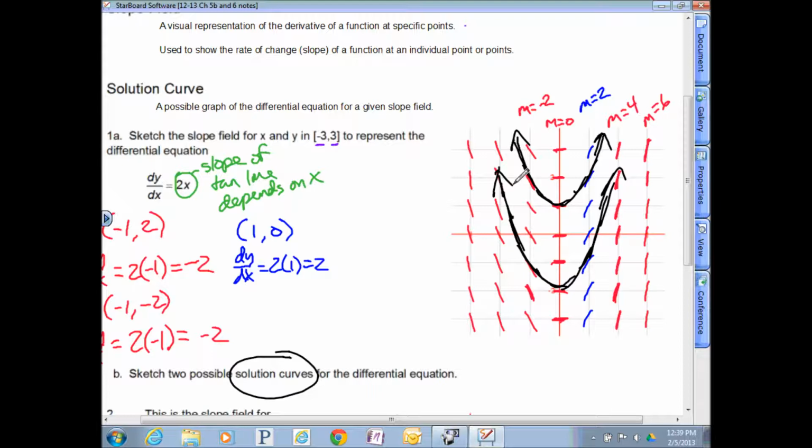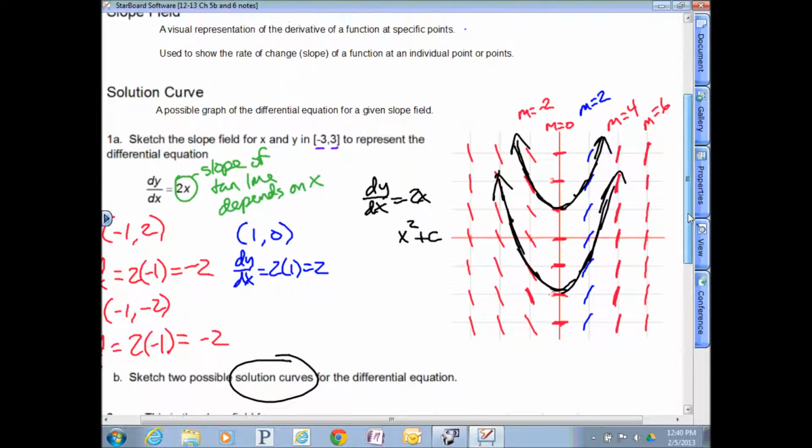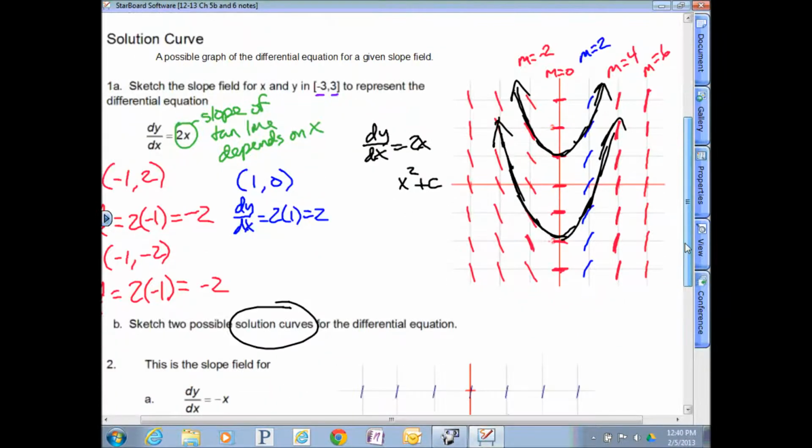And if you wanted to prove this to yourself, if we knew that dy over dx was equal to 2x, well, what would you take the derivative of in order to get 2x? I think it would have something to do with an x squared plus a c, which makes sense because our solution curve would have to be some kind of a parabola. So there's how my pieces fit together as far as my slope fields.